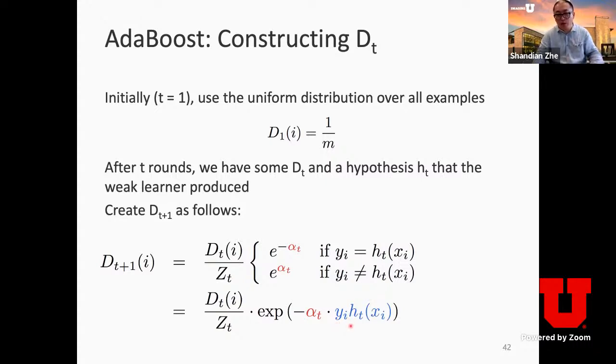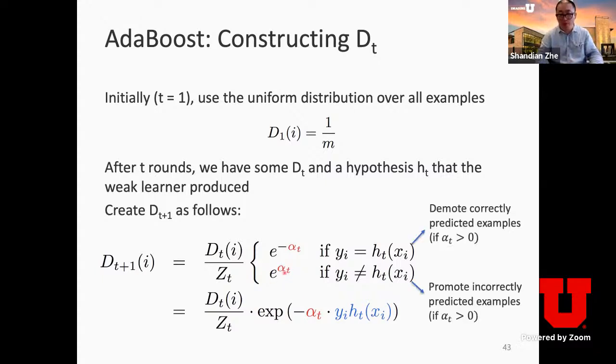Remember, if your prediction is correct, then this product is always 1, so we go back to this case, where we're downweighting the example. Otherwise, if you make a wrong prediction, this becomes -1, negative becomes positive, so we end up with this case, where you're upweighting the example. So in the first case, if you correctly predict an example, you demote it. Otherwise, you promote the importance of the incorrectly predicted example.